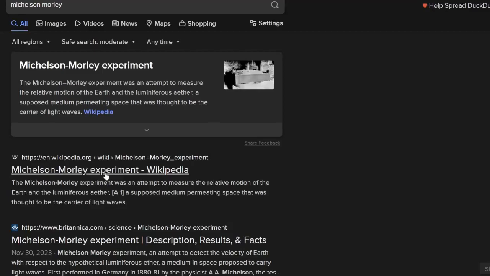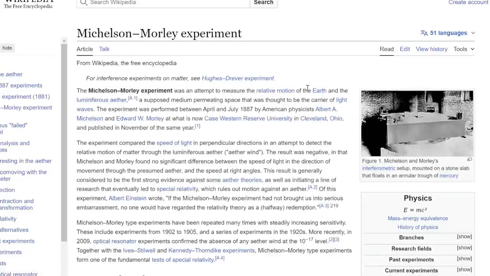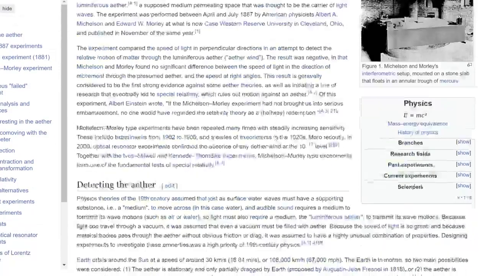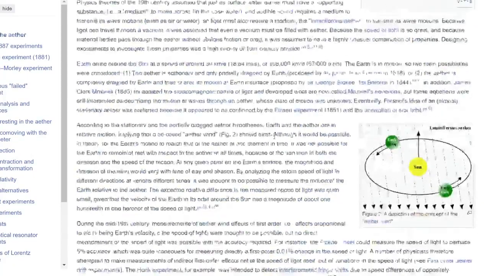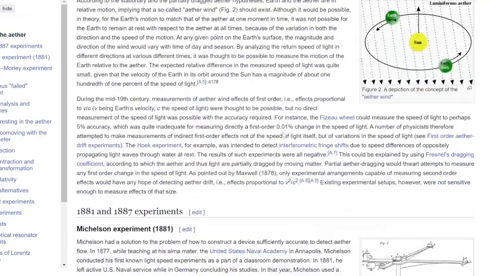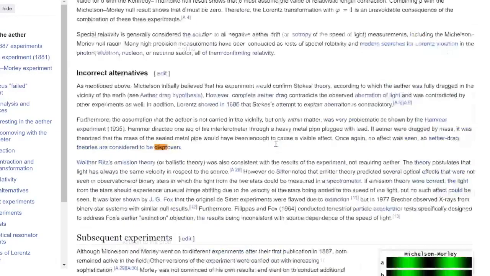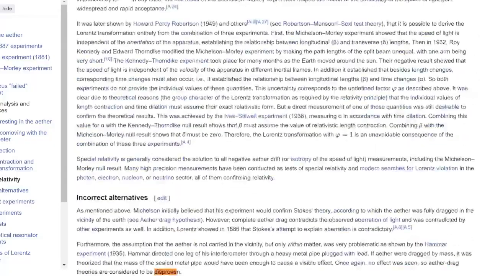So let's see what Michelson-Morley had to do with on the Wikipedia here. It says, an attempt to measure motion of Earth and the luminiferous ether. Almost. They got the dates wrong. And their conclusion was, let's see, what do they say it was? Oh, no effect was seen, so ether drag is disproven. Incorrect, right? This is the incorrect version of what happened here.